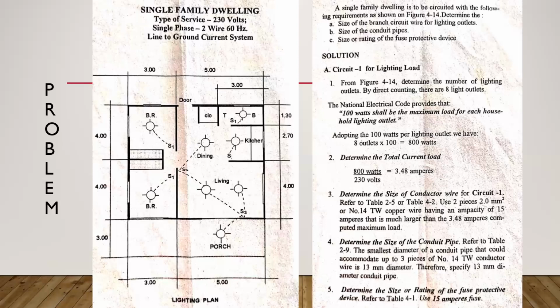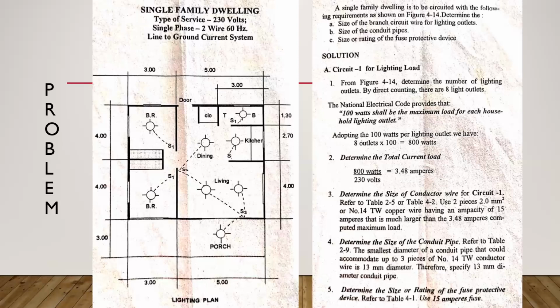So from the National Electrical Code, it provides that 100 watts shall be the maximum load for each household lighting outlet. So yung ating number of outlets, ito times natin siya sa 100 watts para makuha natin yung ating outlet loads or yung ating circuit load. So meron tayong total na 800 watts for this circuit number 1, yung kanyang lighting load.